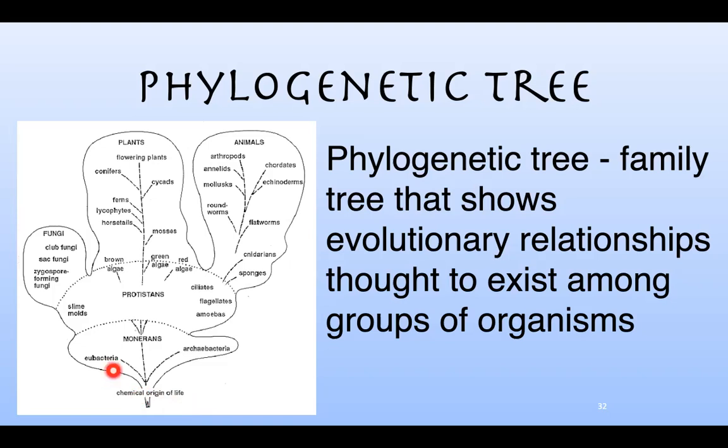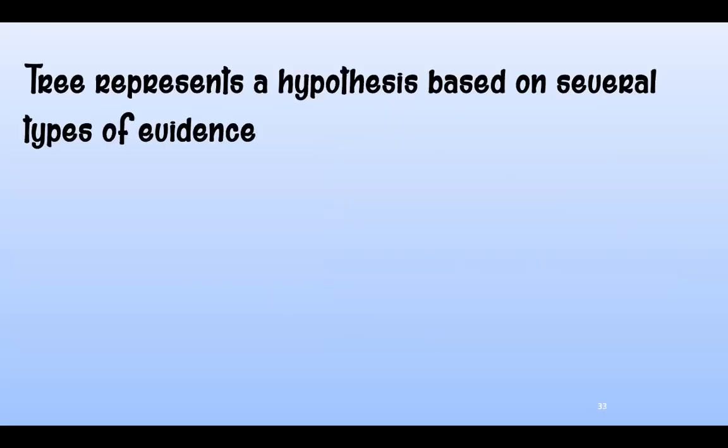And then you've got your Monera. This is kingdom Monera. These are the eubacteria and archaebacteria. So those were the first organisms to evolve. And then from there you had the protists. And of course, then you've got more and more branches as life started to evolve on Earth. The tree represents a hypothesis based on several types of evidence.